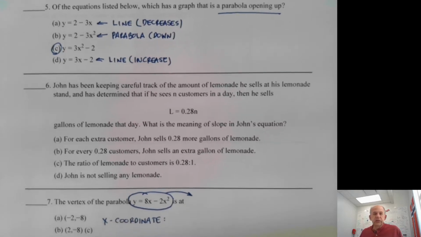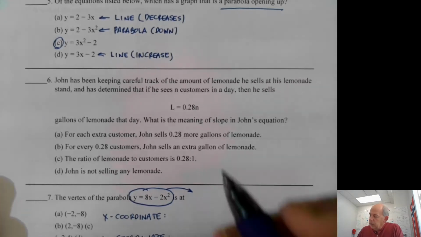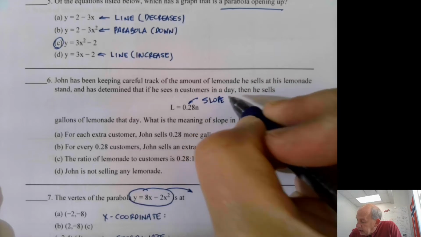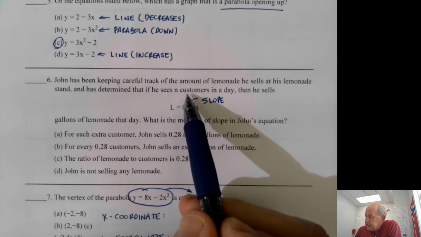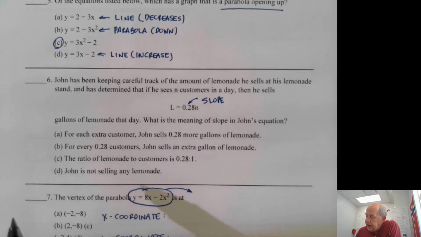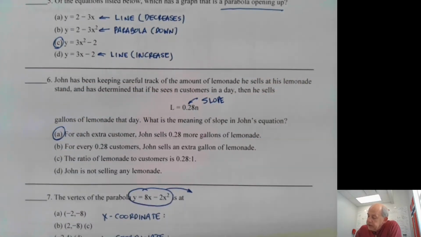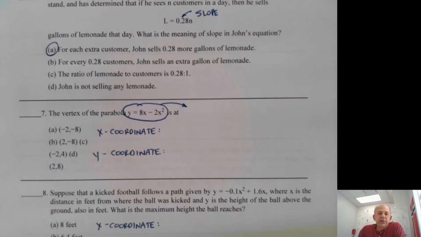Now, for number 6, we have John, who's keeping track of how much lemonade he's selling. He has this equation where that 0.28 is the slope. He's determined that if he sees n customers in a day, he will sell that many gallons of lemonade. And what does that mean in terms of his lemonade stand? It means for each customer that he sees, John sells 0.28 more gallons of lemonade. So there's number 6.